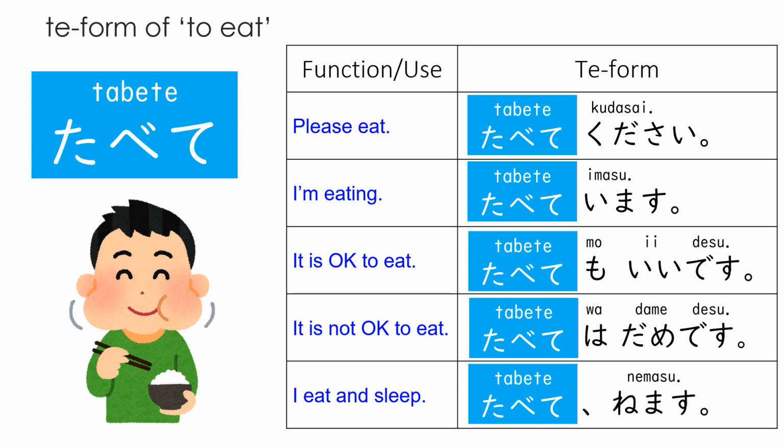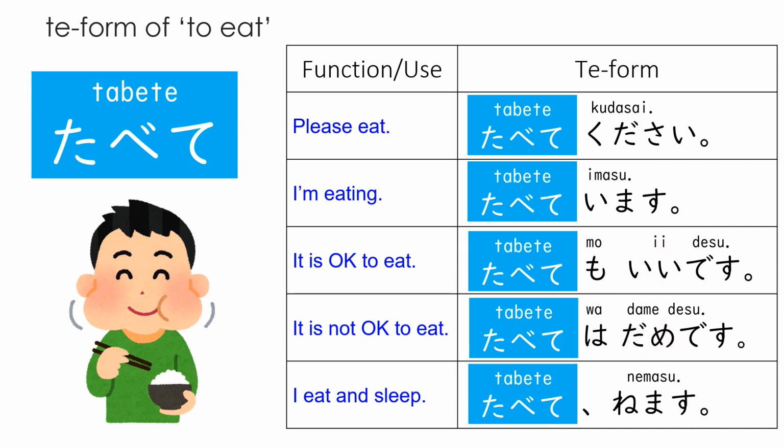For the third phrase, it is okay to eat. And if you know the meaning of the word いい is okay, then probably it is easy to understand the meaning of this phrase. Similar to the third sentence, the fourth sentence, it is not okay to eat. If you know the meaning of the word ダメ is not okay or no good, then it is easy to understand the meaning of this sentence.